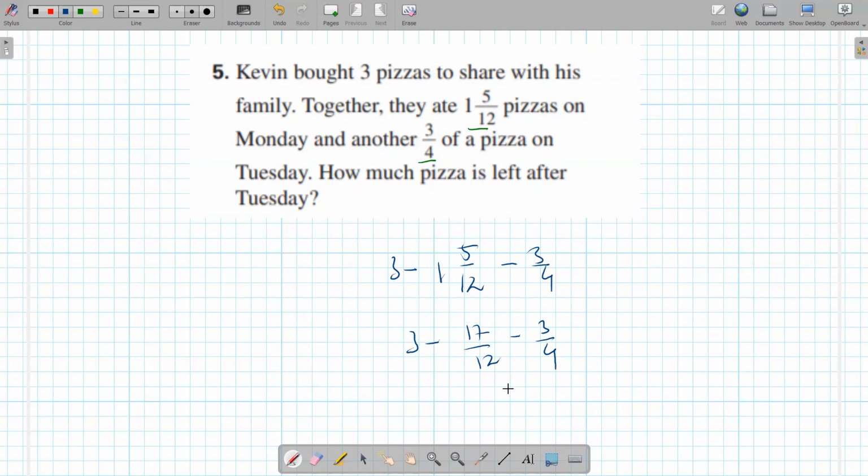What's the common denominator between 12 and 4? 12, right? So that means we need to multiply this by a 3, multiply the 1 by a 12. So 36 minus 17 minus 9 over 12. And 17 plus 9 is 26. So this is 10/12, which is 5/6. Reduces to 5/6. That makes sense?